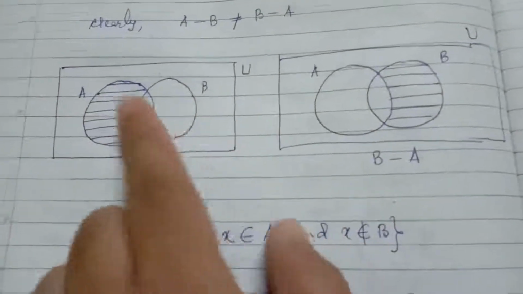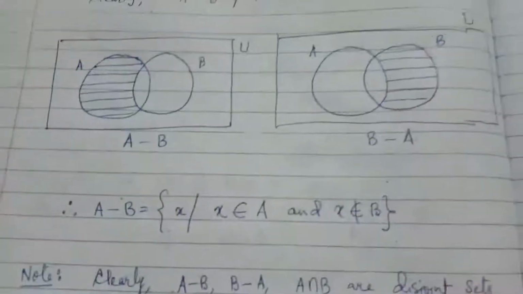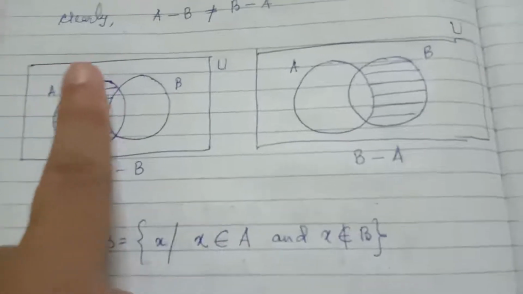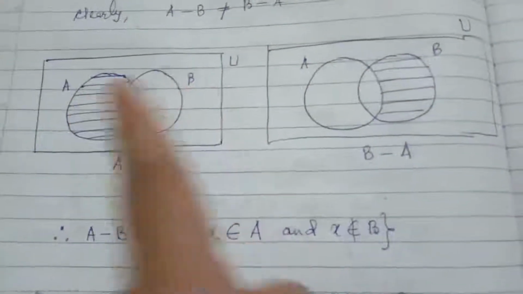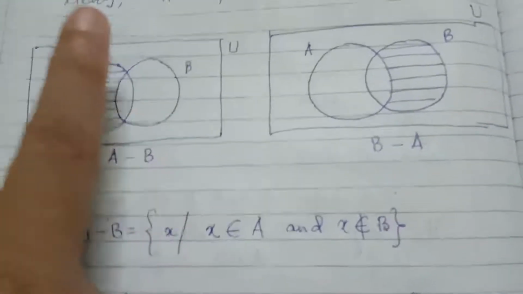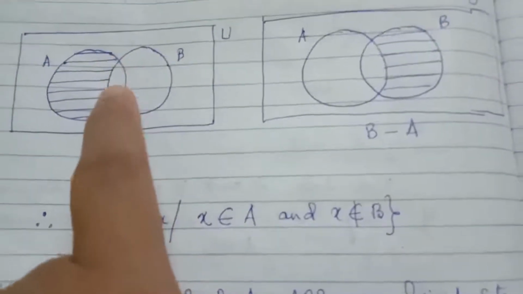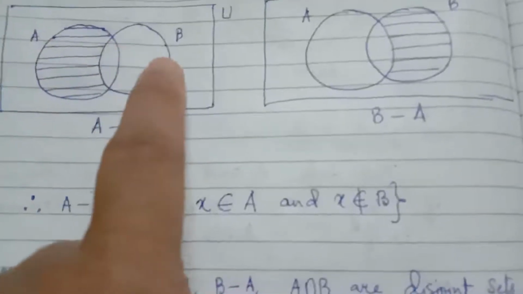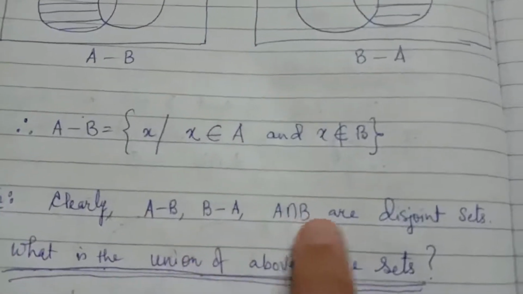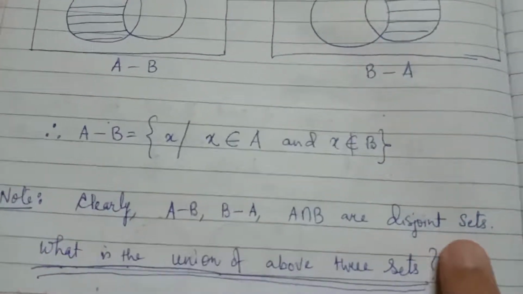Now in the figure you can see this is A minus B and this is B minus A. What is common between A minus B and B minus A? Nothing is common. You can see the shaded parts, A minus B and B minus A. And this part is A intersection B. What is common between these three parts? A minus B, B minus A and A intersection B are disjoint sets. They have nothing in common.